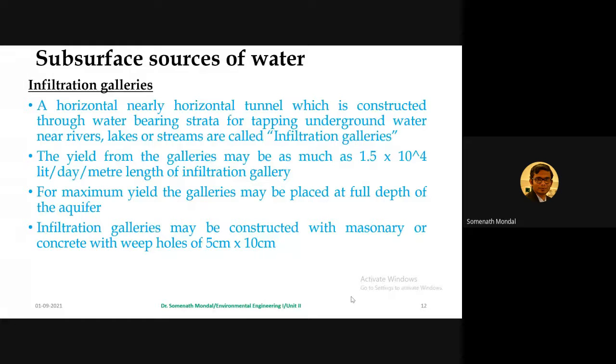The yield from these galleries may be as much as 1.5 × 10^4 liters per day per meter length of infiltration gallery. For maximum yield, the galleries may be placed at the full depth of the aquifer, and the infiltration galleries may be constructed with masonry or concrete with weep holes of 5 centimeter by 10 centimeter.